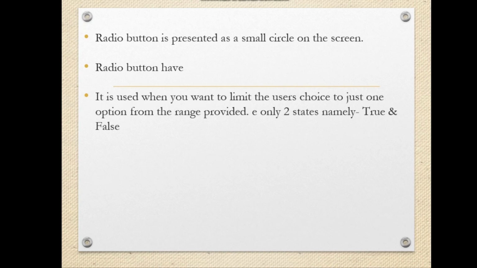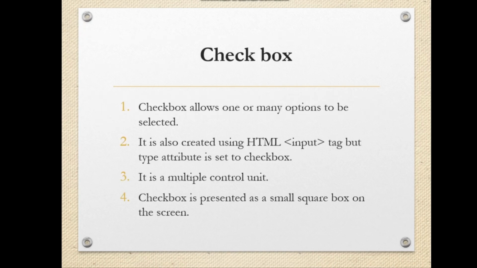When you use a radio button, the choice is limited. That means you can select only one option at a time. For example, whether the gender is male or female. So the user can select only one option at a time, that is whether he is male or she is female. So the choice is limited. In a radio button you can have only one selection at a time, and it is a small circle on the screen.